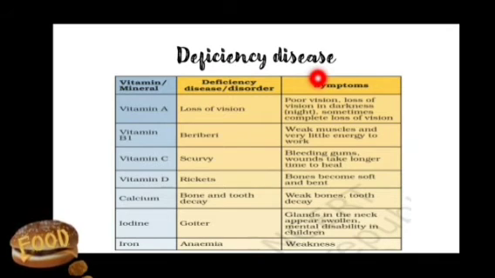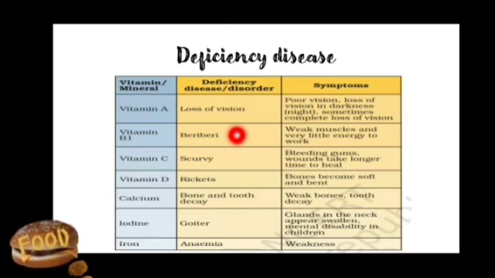Now let's see few examples of disease and disorder that are caused by deficiency of vitamin and minerals. Vitamin A. Deficiency of vitamin A causes poor vision, loss of vision in darkness, and sometimes complete loss of vision. So if we do not take the food which is rich in vitamin A, we may end up with loss of vision. Vitamin B1, which causes beriberi, that is weak muscles and very little energy to do work. Sometimes we may feel tired. It is because of the weak muscles, and there is no proper amount of vitamin B1 in our food.